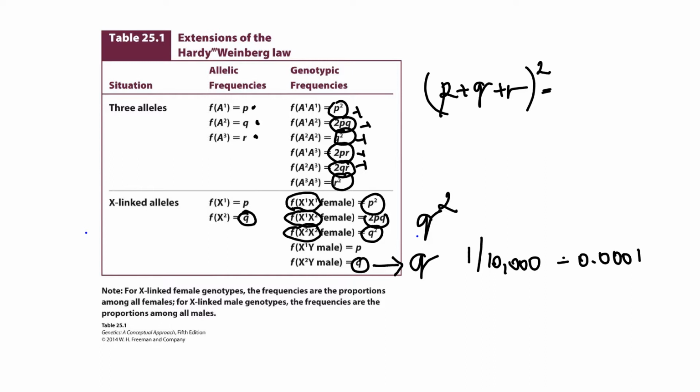But how does it apply in females? So in females it would be 0.0001 squared, which would come up to 0.00000001. So you see automatically there is a much lower frequency of possibility of appearance of the disorder among females. We know that females can be carriers, but the frequency of a disease such as hemophilia is higher in males than in females. So, what is the practical use of the Hardy-Weinberg law?